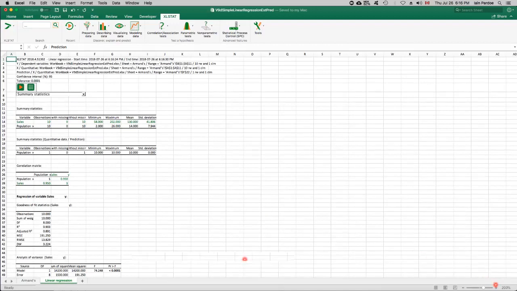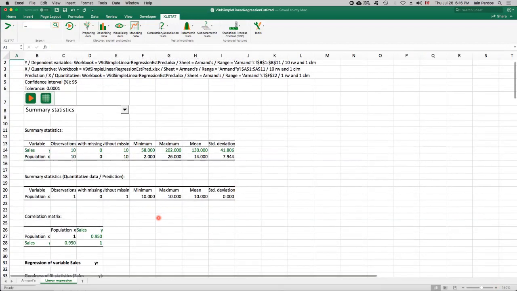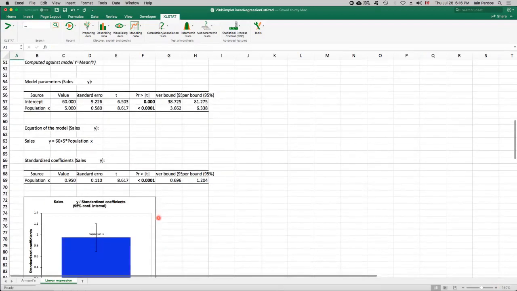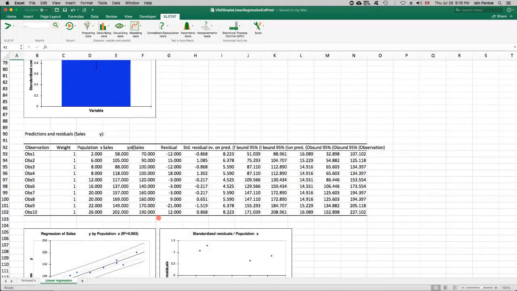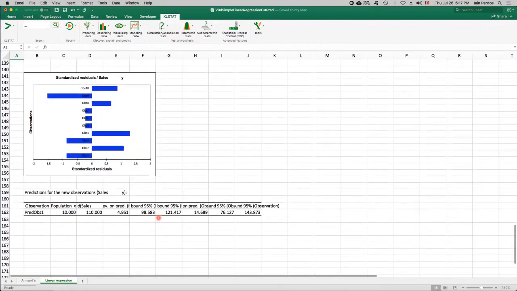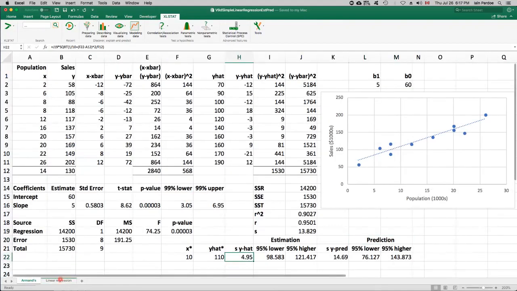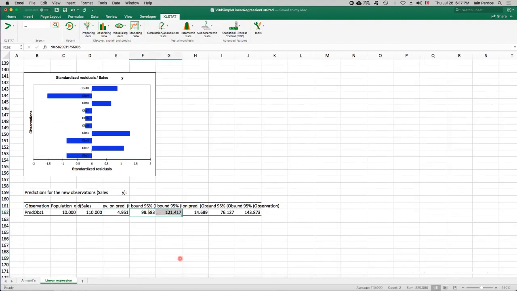And let's just make this a little bigger so we can see. And let's see if we can find the estimate and the prediction. I should have tested this out before. Okay, maybe. Oh, here we go. Phew, that's lucky. Okay, predictions for the new observation. So we have a population of 10, and here's predicted sales, 110. Here's the standard error of estimation, 4.951. That matches with what we got, I think. Yep, there we go. And then our interval went from 98.583 up to 121.417. Yes, okay, we nailed it.